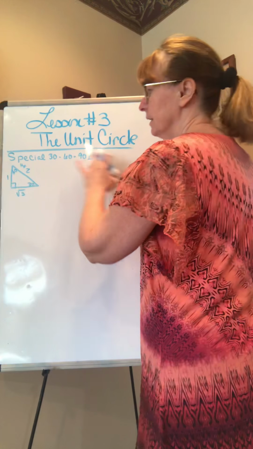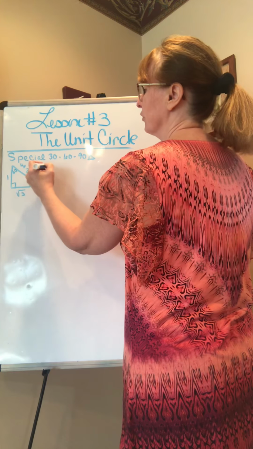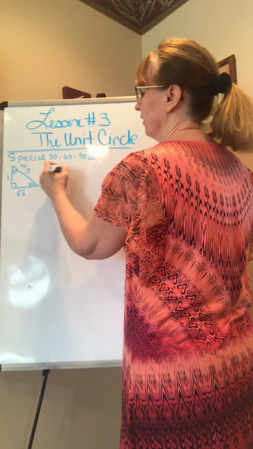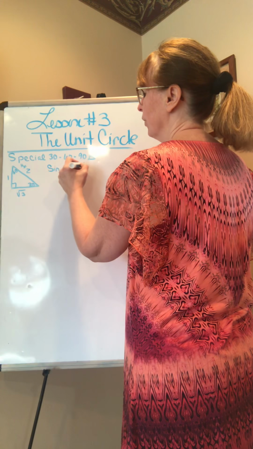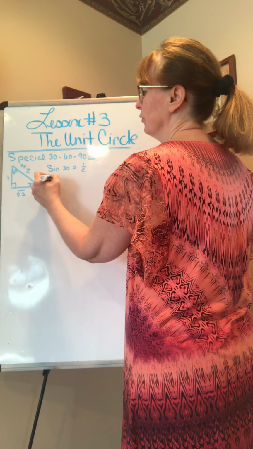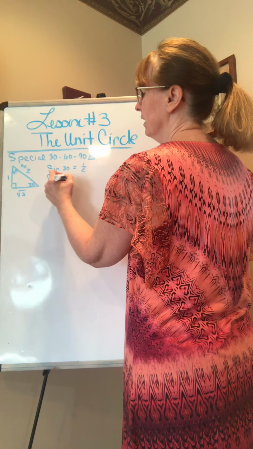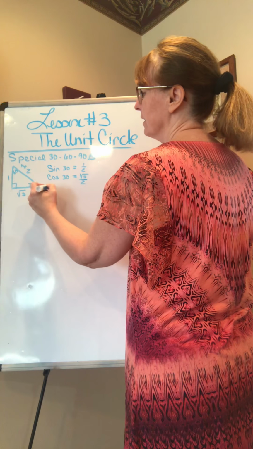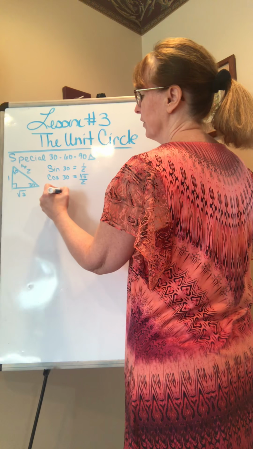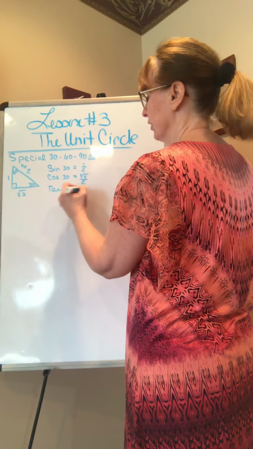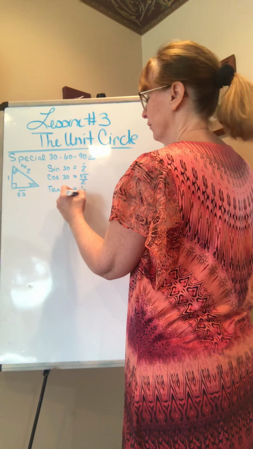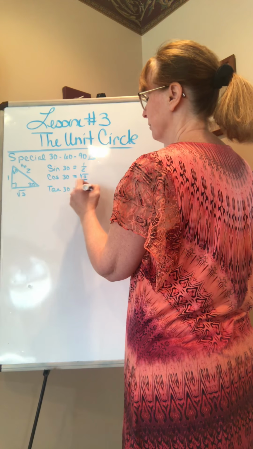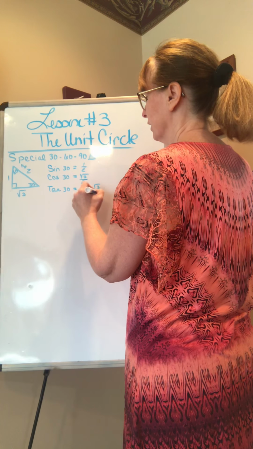So again, before I draw the unit circle, let's just label. The sine of 30 is 1/2. The cosine of 30 is rad 3/2. And the tangent of 30 is 1/rad 3, which cleans up to rad 3/3.